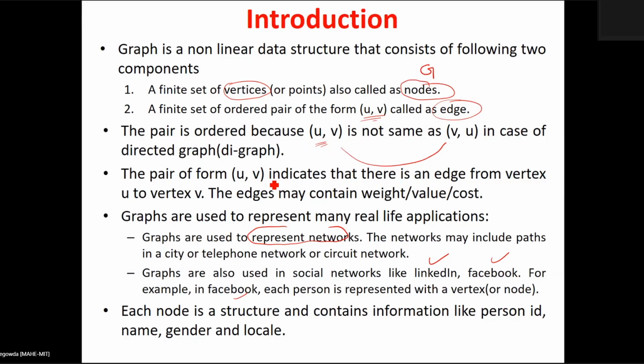The pair u comma v indicates that there is an edge from the vertex u to the vertex v. For example, if I write i comma j, it shows that there is an edge from the vertex i to j. Vertex is nothing but a node. Say I have a node i and a node j here. So i comma j represents that there is an edge from node i to j.